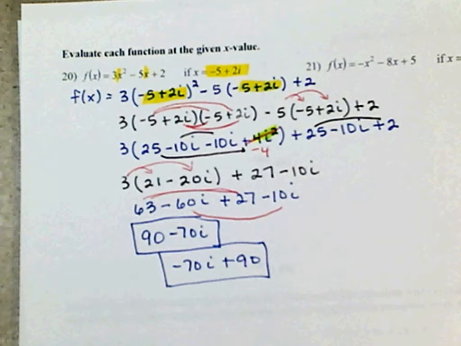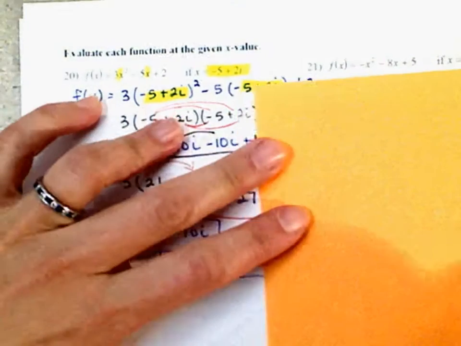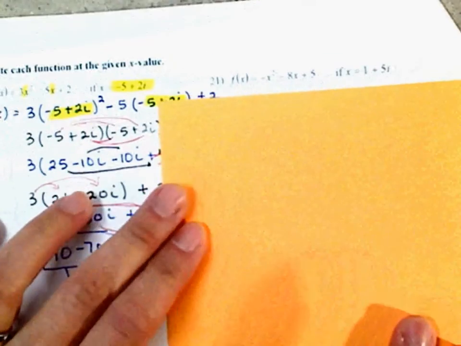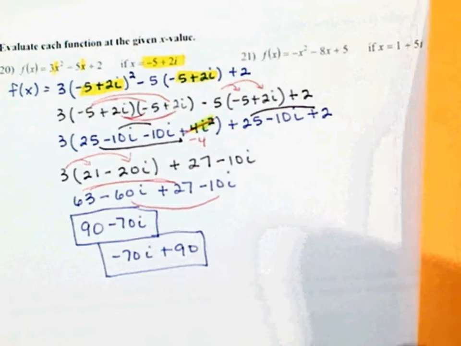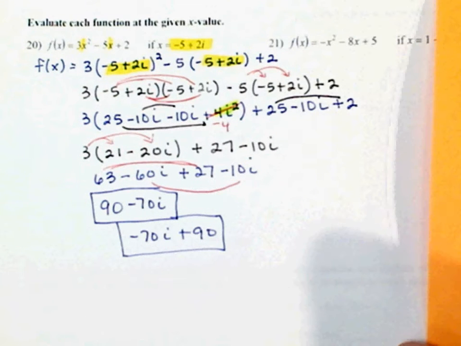Number 21. You guys ready? Okay, I'm going to borrow somebody's paper. All right, number 21. Not yet? There you go. It's over there on that sheet too. Let me take a picture.